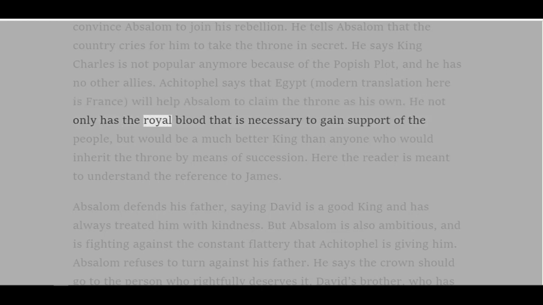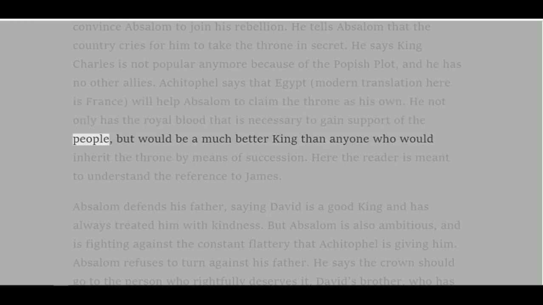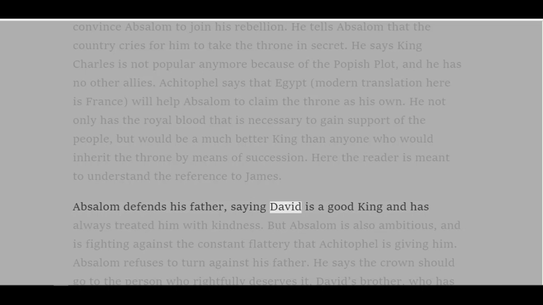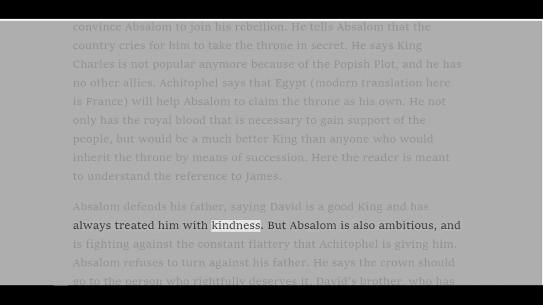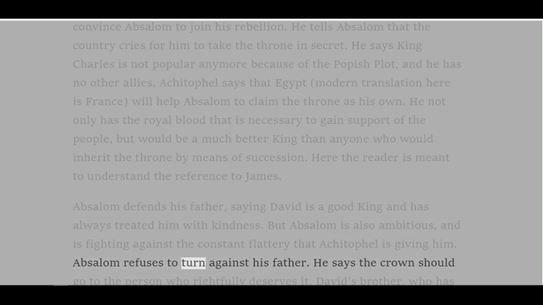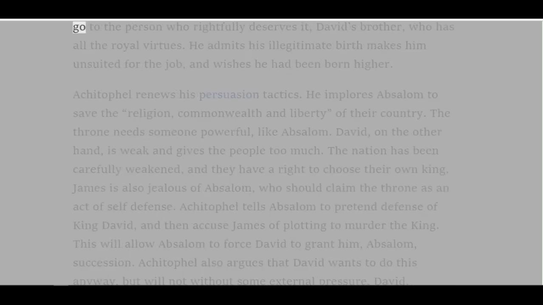He not only has the royal blood that is necessary to gain support of the people, but would be a much better king than anyone who would inherit the throne by means of succession. Here the reader is meant to understand the reference to James. Absalom defends his father, saying David is a good king and has always treated him with kindness. But Absalom is also ambitious, and is fighting against the constant flattery that Achitophel is giving him. Absalom refuses to turn against his father. He says the crown should go to the person who rightfully deserves it, David's brother, who has all the royal virtues. He admits his illegitimate birth makes him unsuited for the job, and wishes he had been born higher.